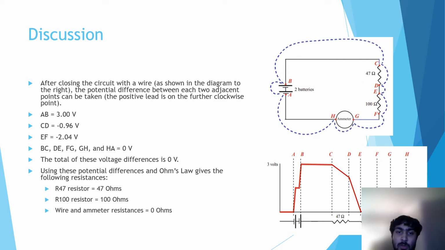After closing the circuit with the wire, as shown in the diagram to the right, the potential difference between each two adjacent points can be taken. AB is 3.0 volts, CD is negative 0.96 volts, EF is negative 2.04 volts, and the rest are 0 volts since they're on wires and meters. The total of these voltage differences is 0 volts in accordance with Kirchhoff's loop rule. Using the potential differences and Ohm's law gives the following resistances. The 47 ohm resistor is 47 ohms, the 100 ohm resistor is 100 ohms, and the wire and ammeter resistances are 0 ohms.